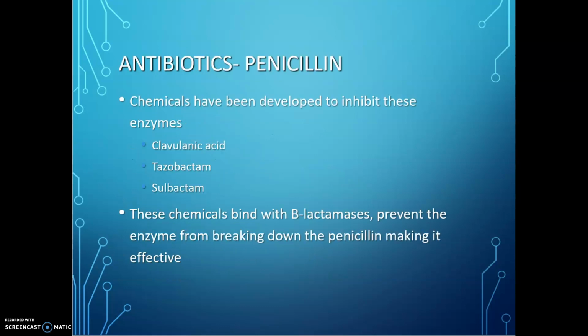When you're looking at penicillin enzyme, right? The chemicals that are developed to inhibit these enzymes are clavulanic acid, tazobactam, and sulbactam. It is to inhibit the enzymes that the bacteria make that prevent them from being affected by the penicillin, to break up those cell walls.